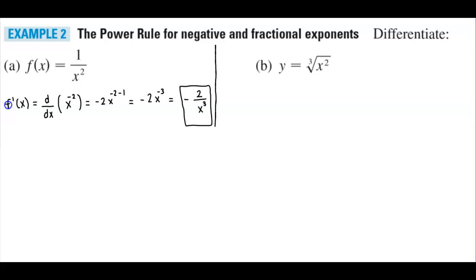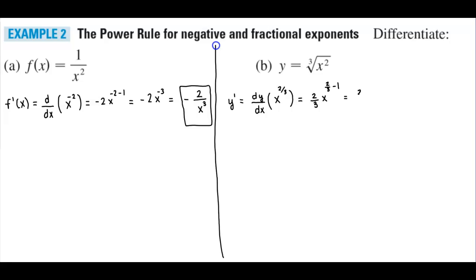So now let's take a look at part B. Okay, we want to find the derivative, which is y prime, which is the same thing as dy over dx. And we're going to rewrite this as a fractional exponent. So this is the same thing as x to the 2/3 power. So the value of n represents 2/3. So we have 2/3 x to the 2/3 minus 1.